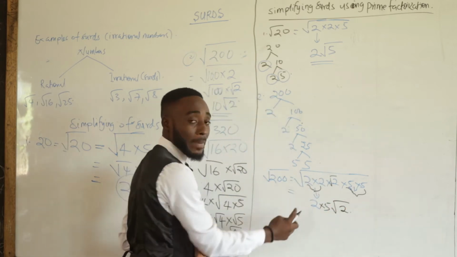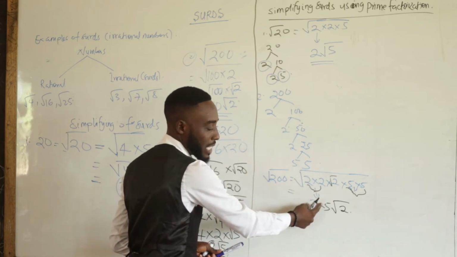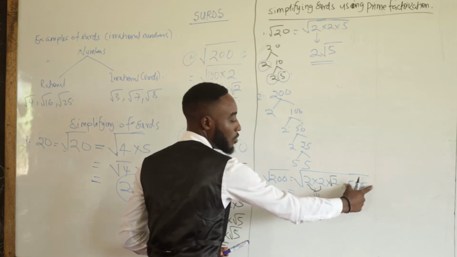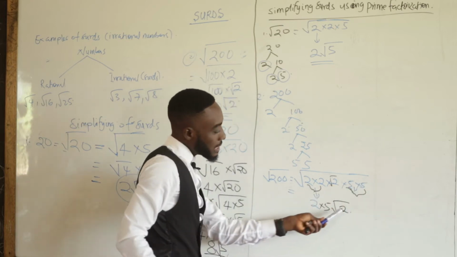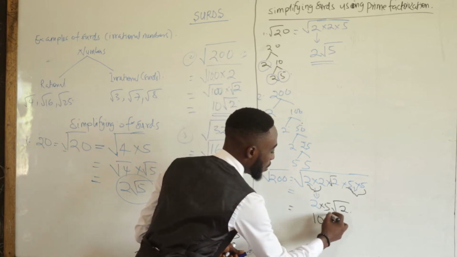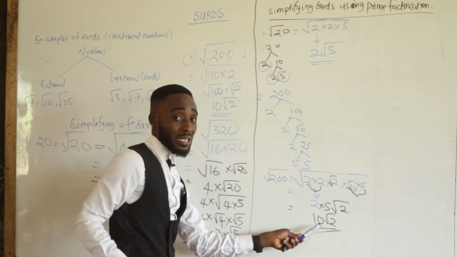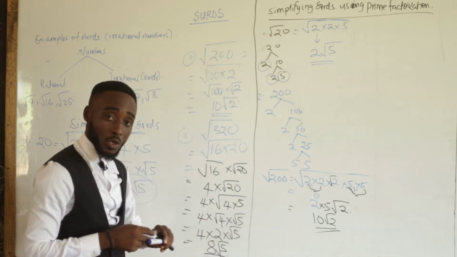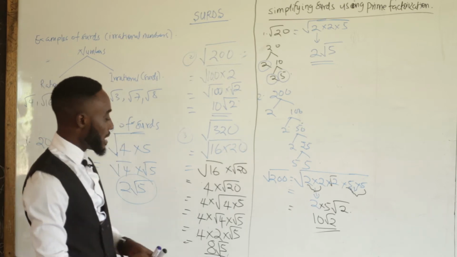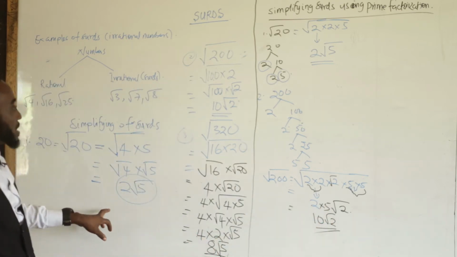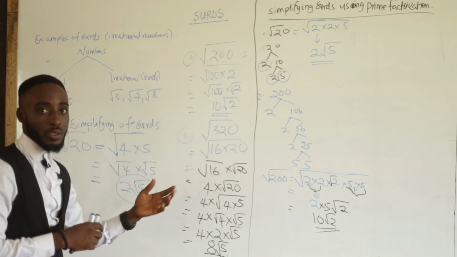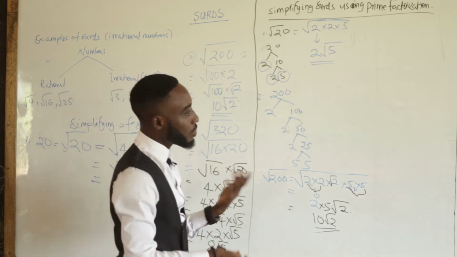So all the twin numbers become 1, because root of 4 becomes 2, and root of 25, which is a twin number, is 5. So the only thing left here is this guy. So we now have 2 times 5 is 10, root 2. So using prime factorization, you can easily find your square roots, and then you can also simplify your surds. So this becomes 10 root 2, and you can see it right here. That's basically how you could try your hands on a lot more and be frequent with that.